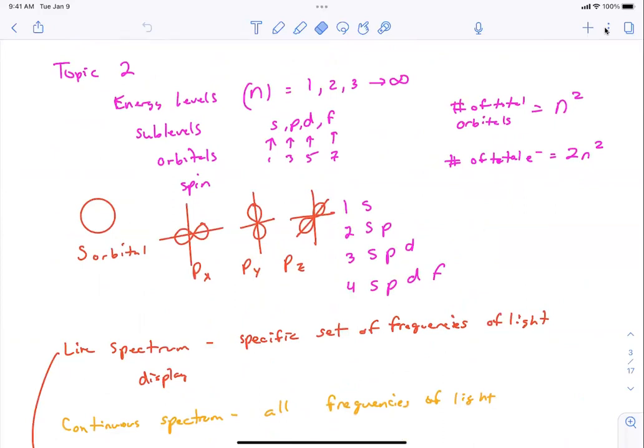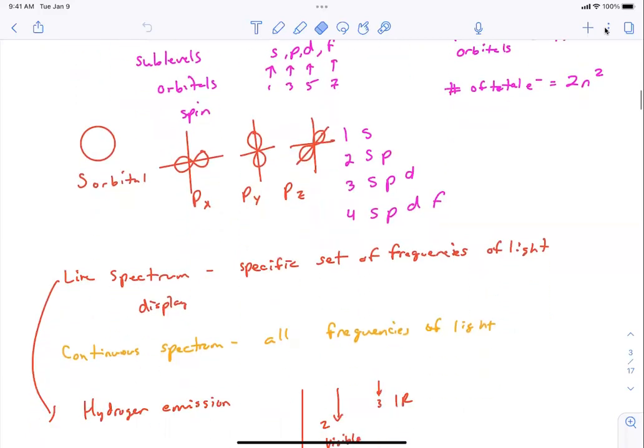Topic 2: orbitals, sublevels, energy levels. Knowing how many orbitals are in each sublevel and how many sublevels are in each energy level, and then knowing the shapes of the s orbital and the p orbitals. You don't need to know d and f, you just need to know s and p orbitals, because those are the ones that are usually involved in bonding, especially in hybridization when we talk about HL material.